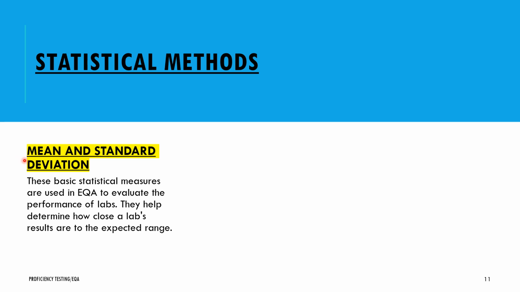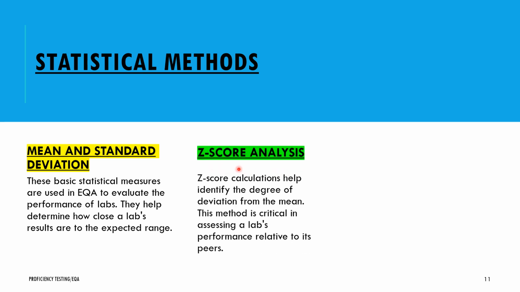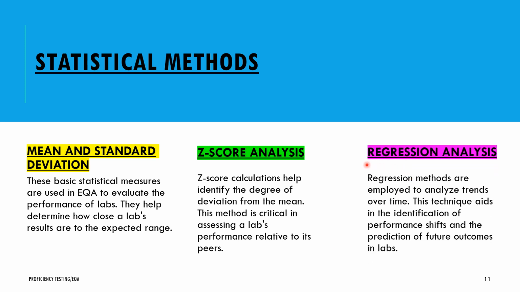Number one is mean and standard deviation, which are very basic statistical measures to evaluate the performance of labs. They tell us about the closeness to the expected results. Second important statistical method is Z-score. Z-score helps identify the deviation from the mean, and it is very critical in assessing the lab's performance in relation to its peers which are in the same category. And lastly, regression analysis. Regression methods are certain graphical presentations which help in identifying the trends or shifts and the future outcome of our laboratory.